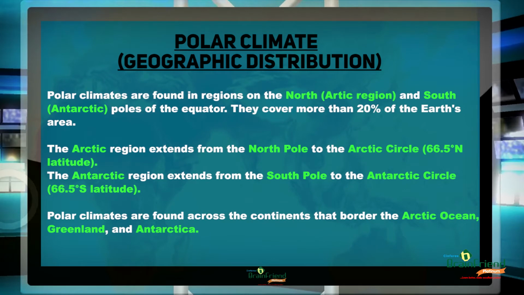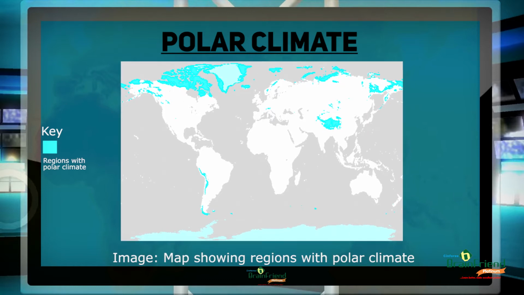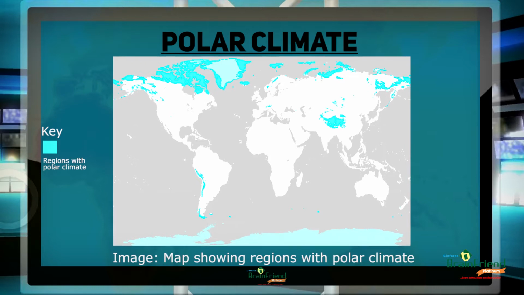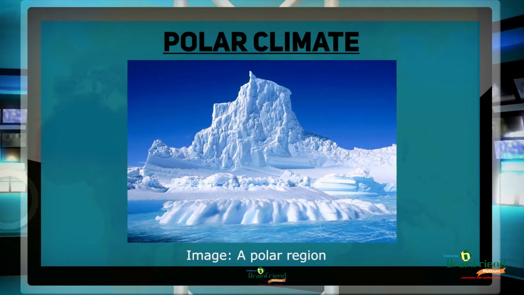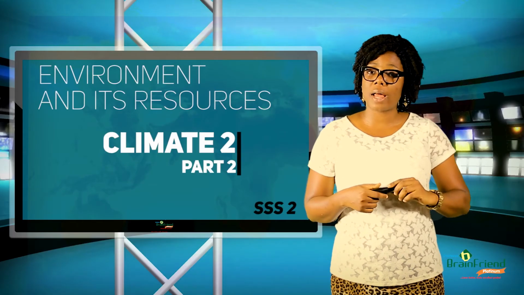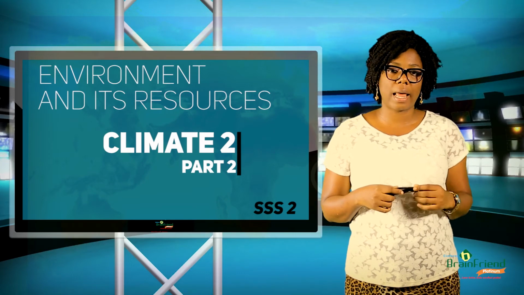Polar climates can be found across the continents that border the Arctic Ocean, Greenland, and Antarctica. This is a map showing regions with polar climates. The areas colored blue on the map are areas that have polar climate, while this is an image showing how a polar region looks like. Having seen the meaning of polar climate, let's take a look at some key characteristics of polar climate.